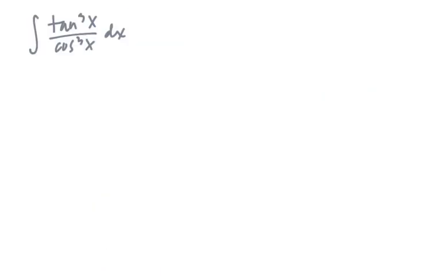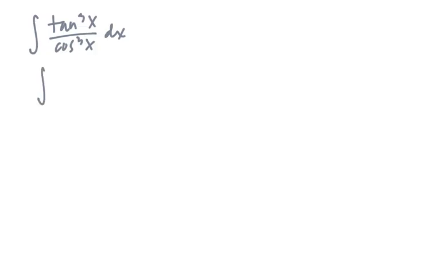This one says the integration of tangent to the third x, cosine to the third x. Now if you remember, tangent is sine over cosine. That's an interesting way to start, but that's just going to give us sine to the third over cosine to the sixth. That's probably the way I'd go. There's a couple ways to start.